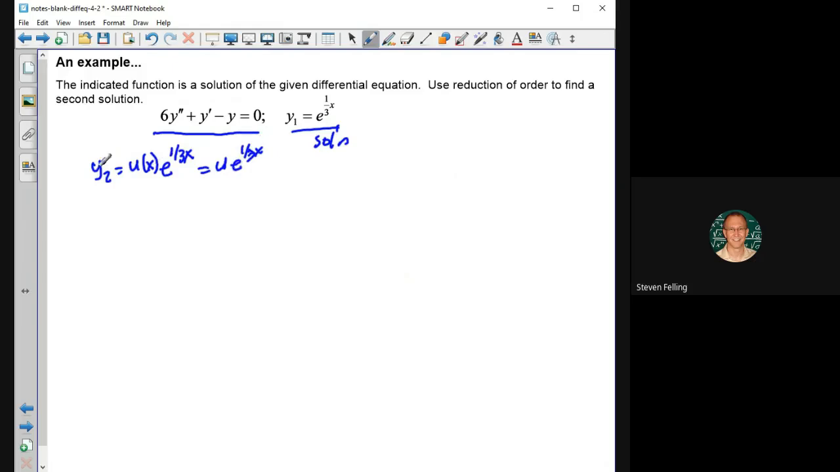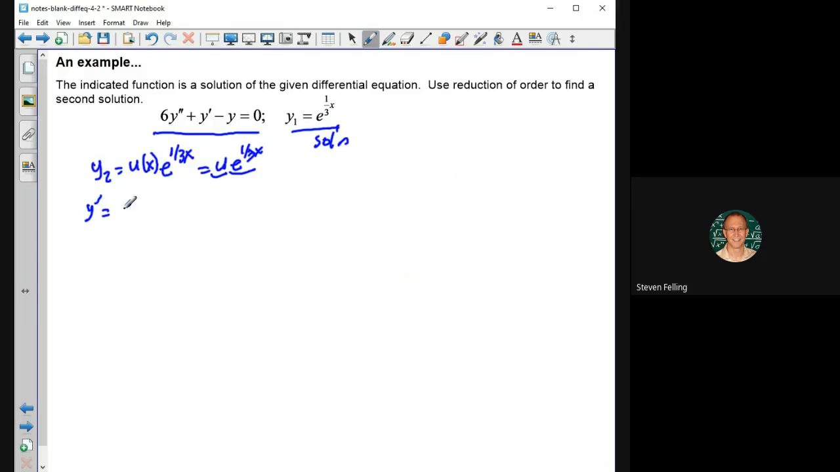So in order to plug this solution into the differential equation, I'm going to need y prime and y double prime. I'm just going to switch to y prime, not keep copying the 2 over and over again. Since this is a function of x, I have two factors. That means I need the product rule, right?